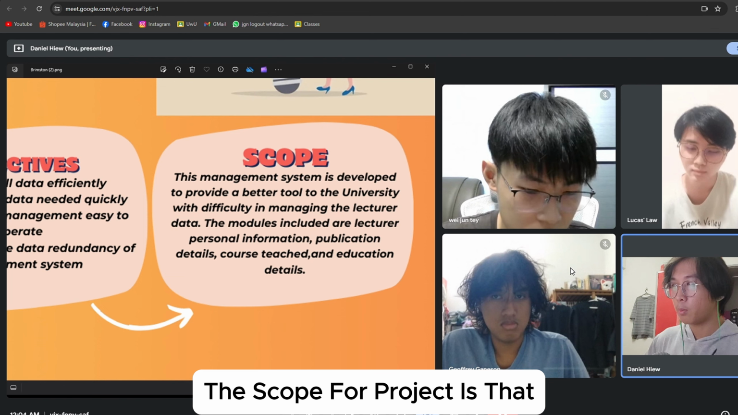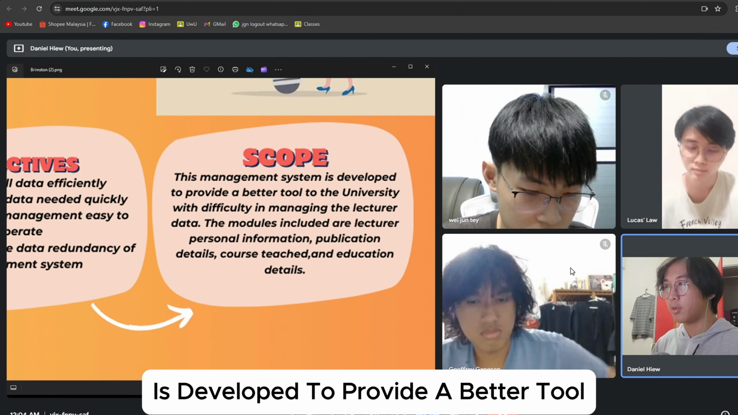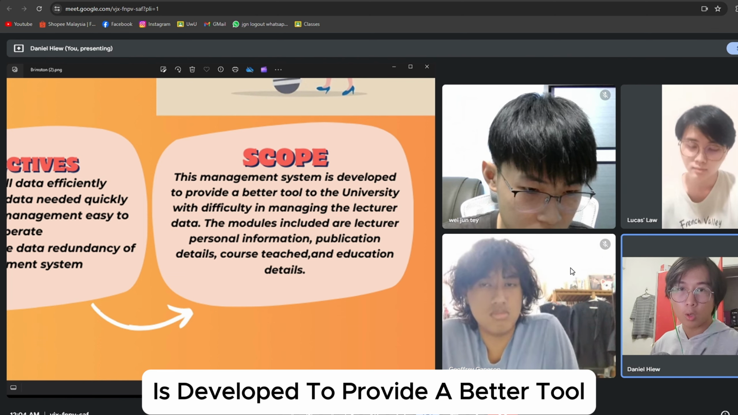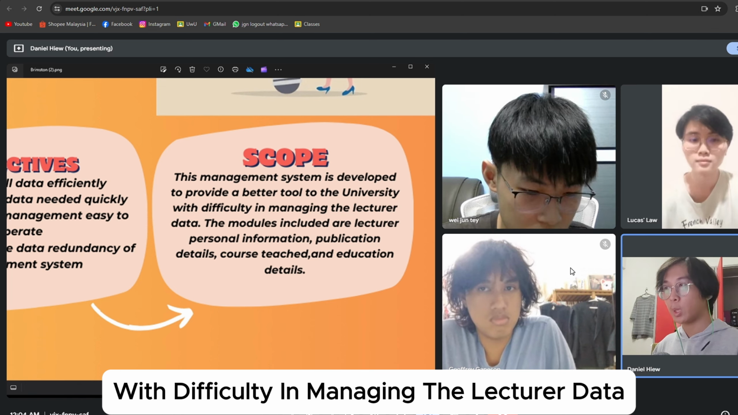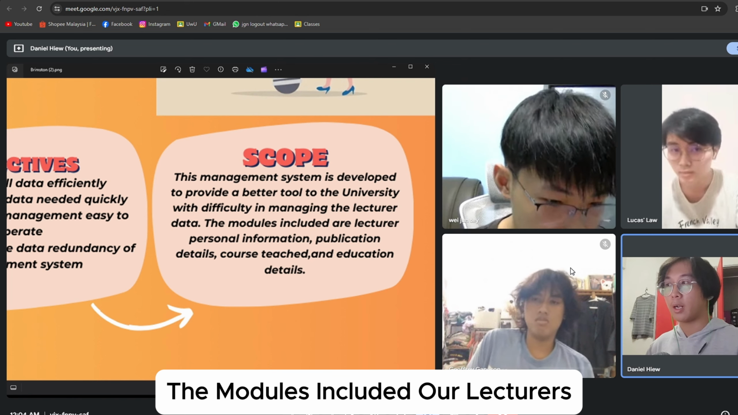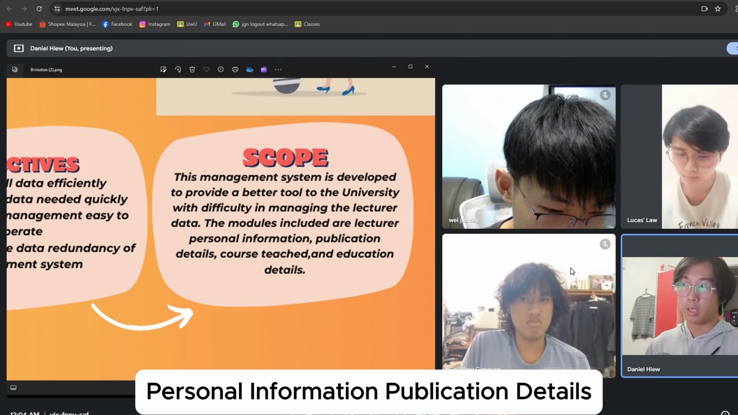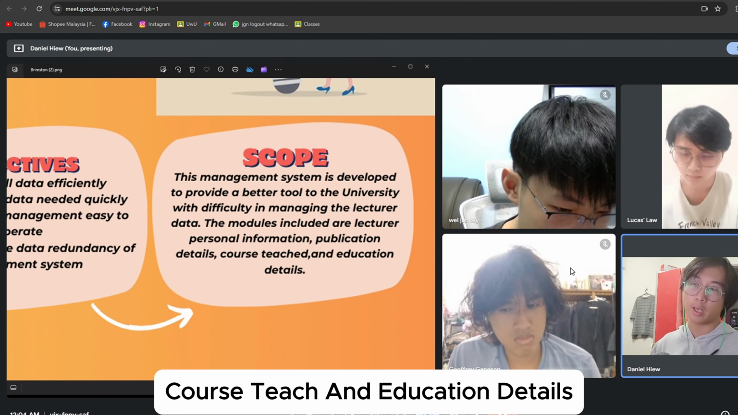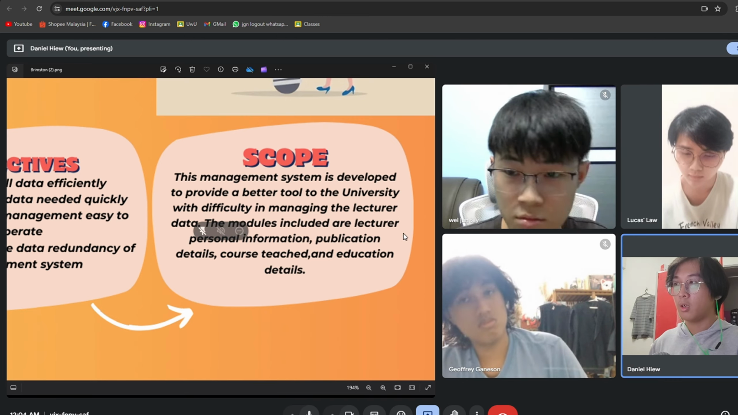So the scope of our project is that this management system is developed to provide a better tool to the university, which has difficulty in managing the lecturers' data. The modules included are lecturers' personal information, publication details, course taught, and education details.